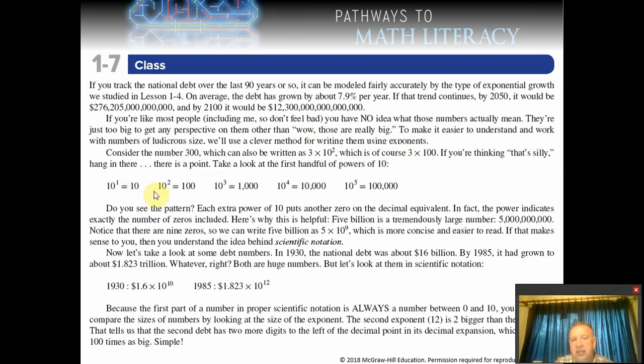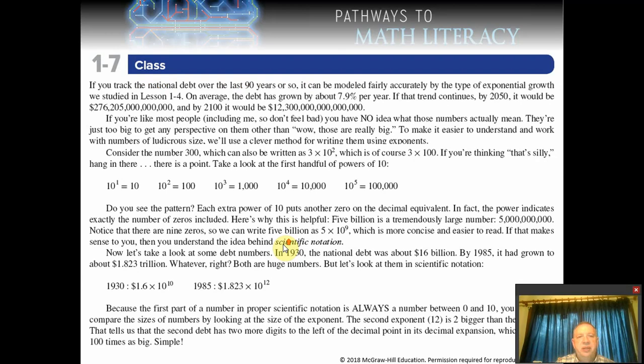10 to the 1st is 10. 10 squared is 100. 10 cubed is 1,000. 10 to the 4th is 10,000. 10 to the 5th is 100,000. And that's how we're going to basically express things from there. Each extra power of 10 adds another 0. And if I divide, I reduce the zeros. So if I divide by 10, I've actually reduced the zeros that are out there. Okay.